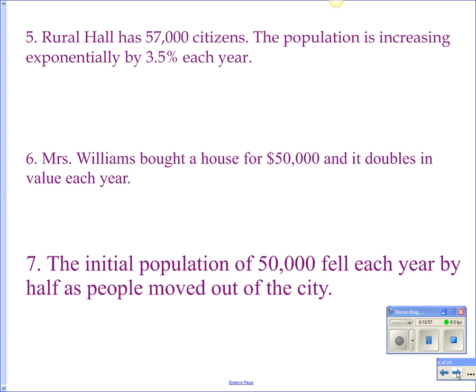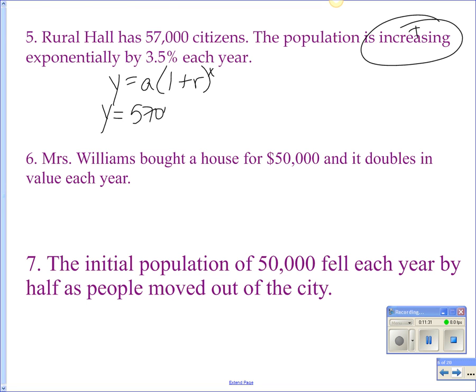Okay. Number 5, Roll Hall has 57,000 citizens. The population is increasing exponentially by 3.5% each year. Ethan G, linear exponential? Y equals A. Ethan G, 1 plus or 1 minus? What word told you plus? Increasing told me it was plus. Dylan, what goes in for A? Good. 1 plus.